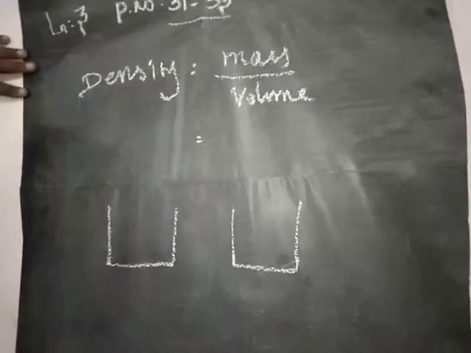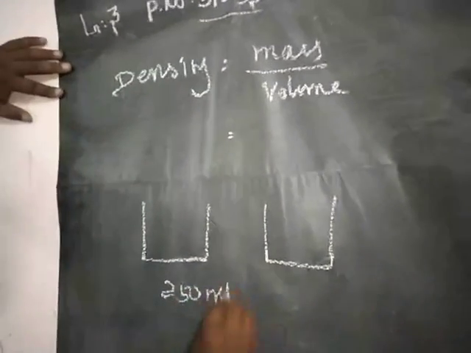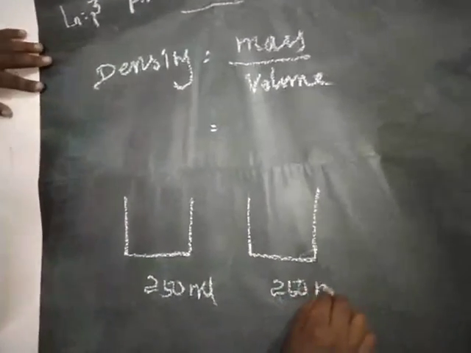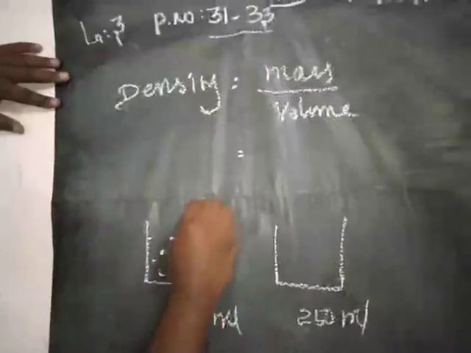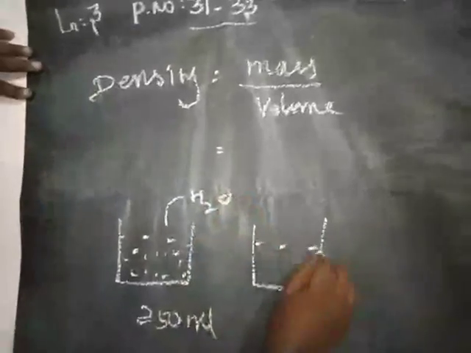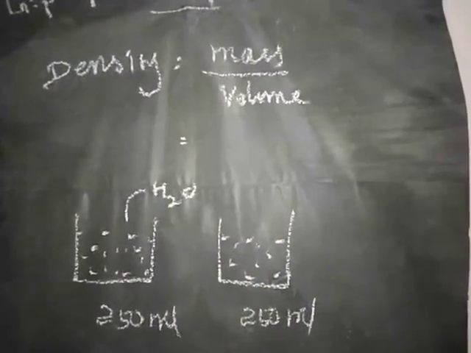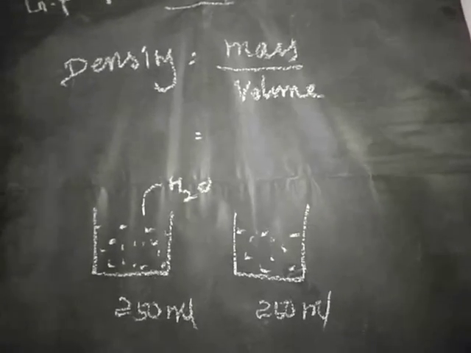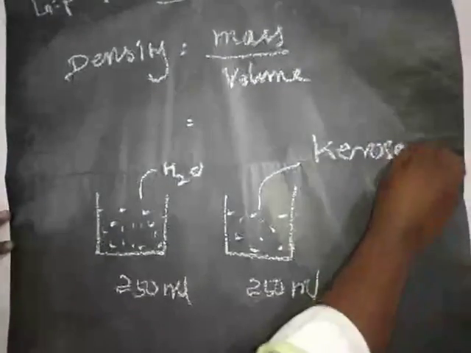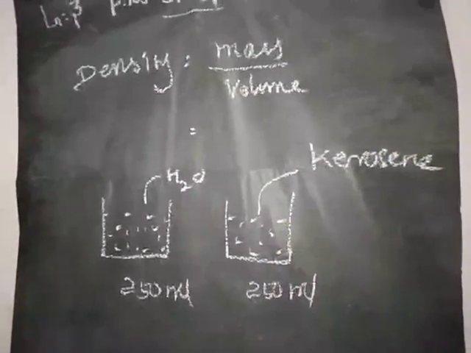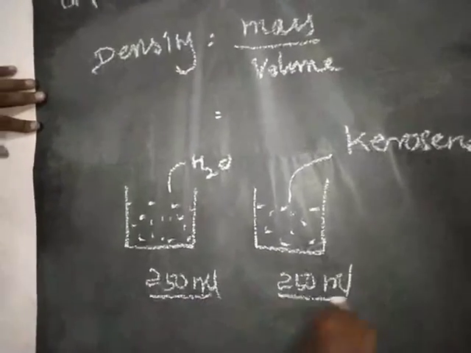Two different objects we are taking. So volume is equal to 250 ml, the capacity here is 250 ml. So we have to fill it with liquids. One is water. Another one is kerosene. So what is the volume? 250 ml. Here also 250 ml.